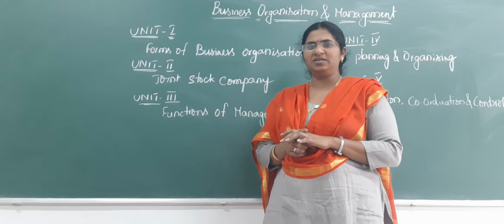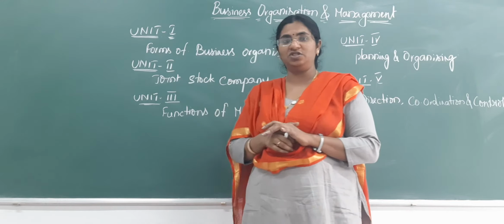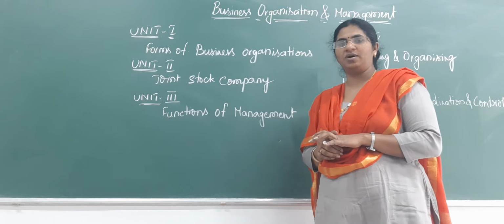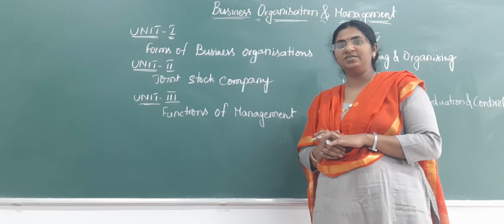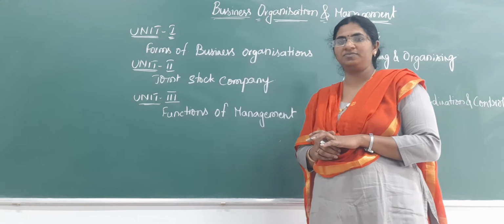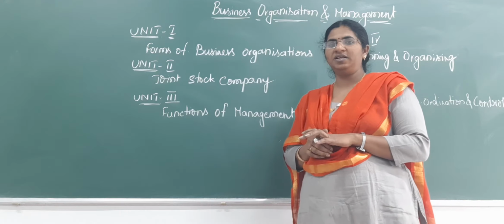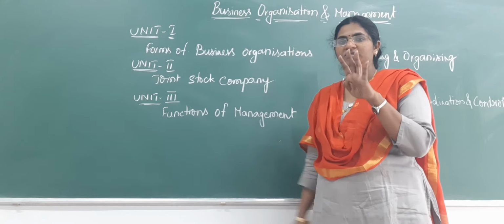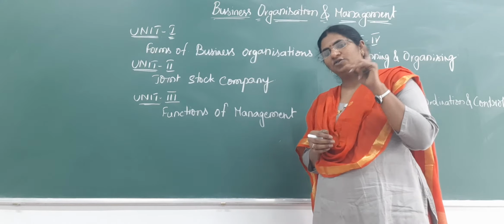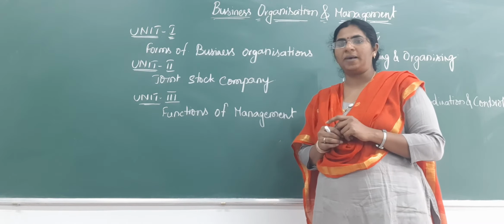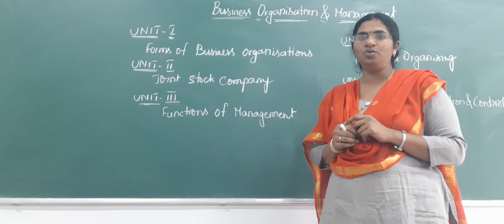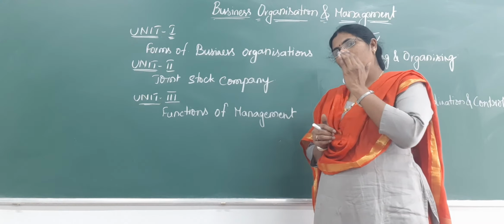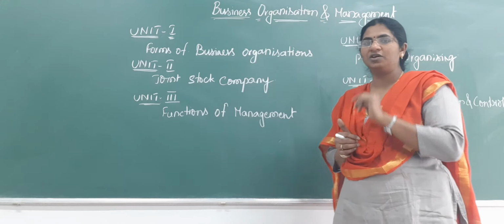Once this part is over for us, then we'll have forms of business organization in unit number 1. There we have sole trader, partnership business, Hindu undivided family and cooperative societies. 4 forms of business organizations are there. Number 1, sole trader. Number 2, partnership. Number 3, Hindu undivided family. And number 4, cooperative societies. So from these 4 forms of business organization, you are going to get one essay question.